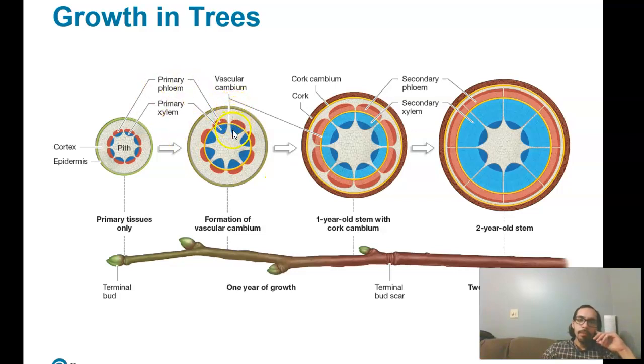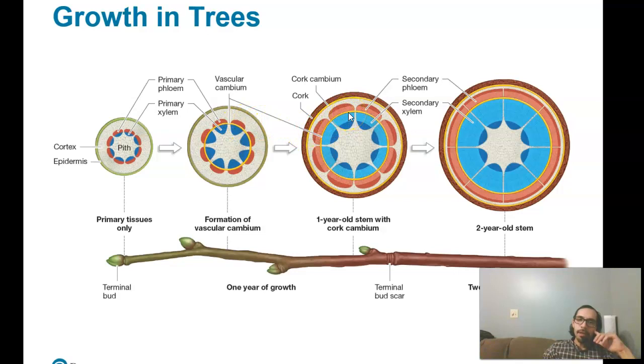Here you can get a better picture of how it's increasing in length. So here we have the part where it's just showing you the primary tissues. So we have the pith, the xylem, and the phloem. Okay, the primary xylem and the primary phloem. Then when you have the formation of the vascular cambium here in between those two, this is the one that's going to produce the secondary xylem and the secondary phloem.